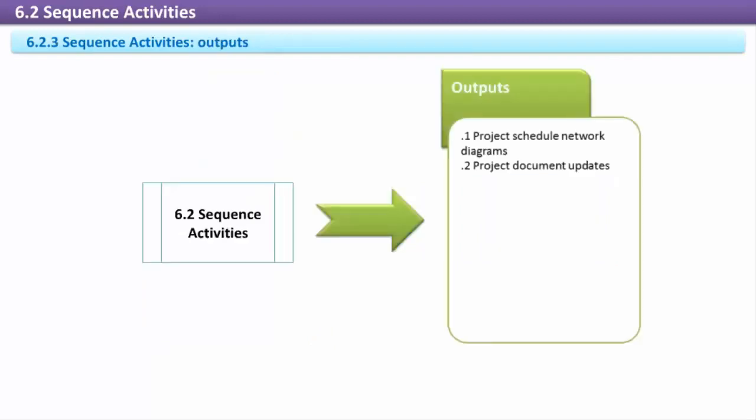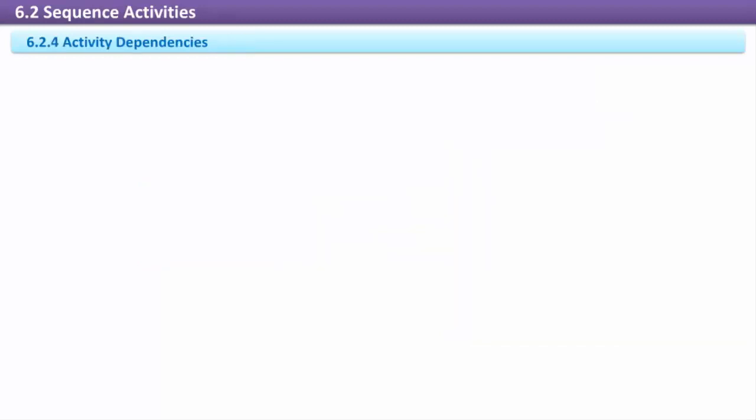Sequence activities. Outputs. Project scheduled network diagram. Project scheduled network diagrams (PMP) are schematics that show the sequencing of activities and activity interrelationships. The two types of diagrams are activity on arrow, AOA, and activity on node, AON. Project document updates. Sequencing of activities will usually result in updates to one or more other project documents. Activity dependencies.